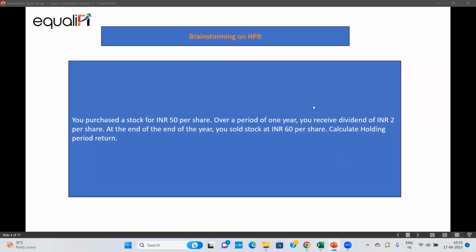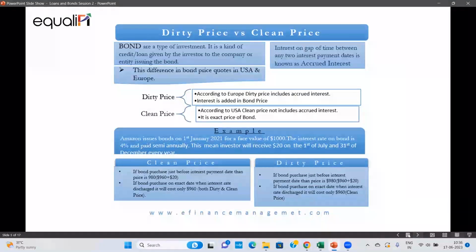Correct, 24%. So Akhila, it's 0.24, 0.24 is a 24%. What about others? Yes, so it's 24%.